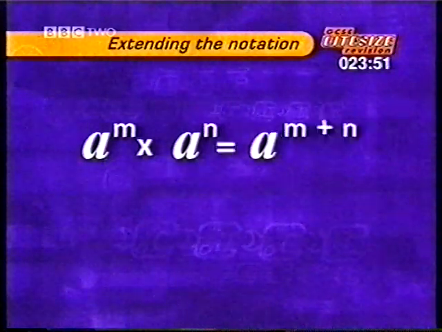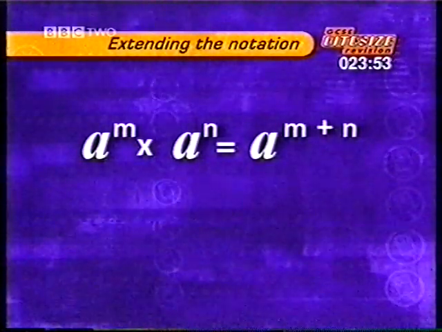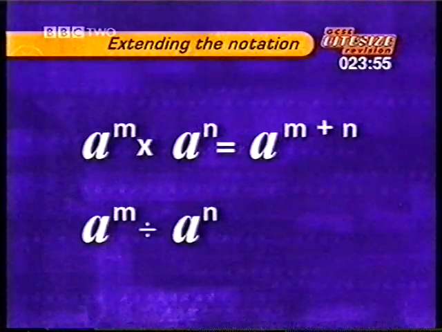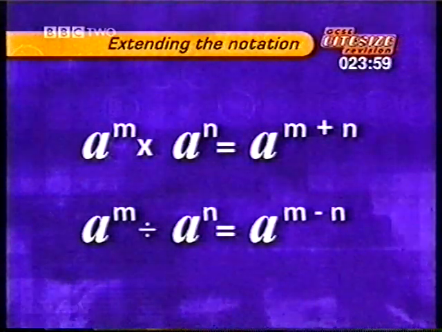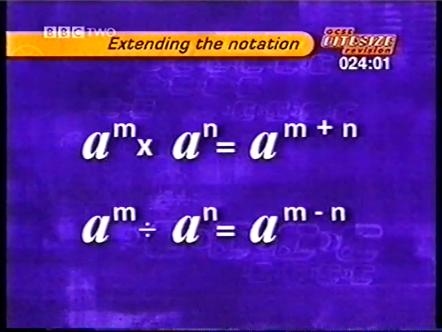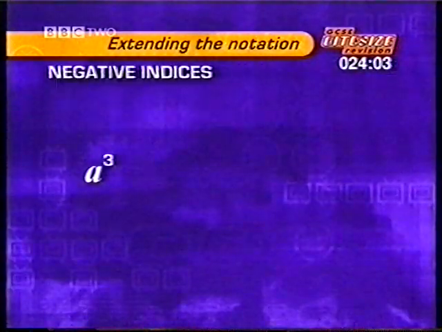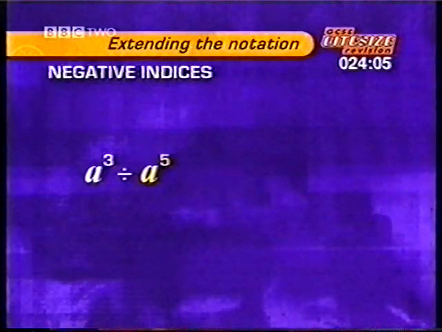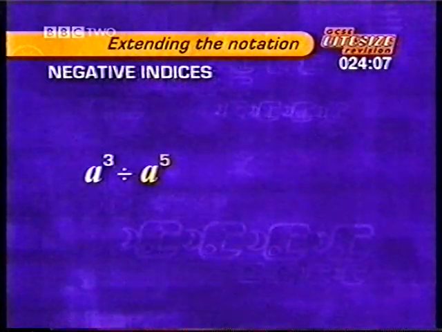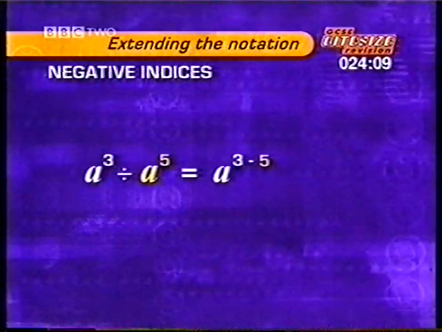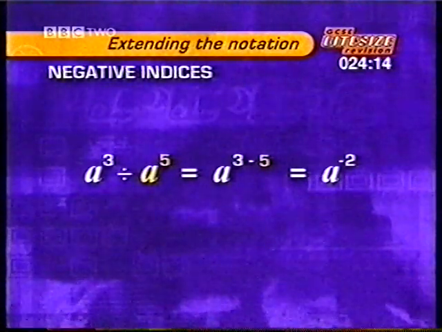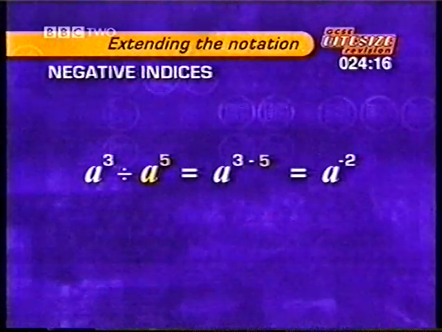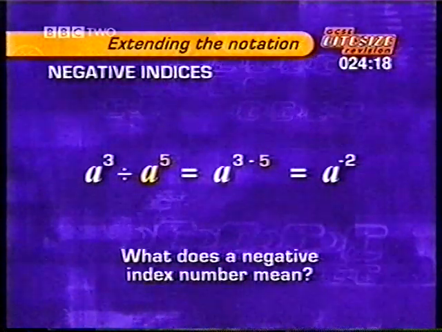So a to the power m times a to the power n equals a to the power m plus n, and a to the power m divided by a to the power n equals a to the power m minus n. Now, what happens if n is larger than m? What is a to the power 3 divided by a to the power 5? This is a division, so subtracting the index numbers gives a to the power 3 subtract 5, that's negative 2. This is correct, but what does a negative index number actually mean?